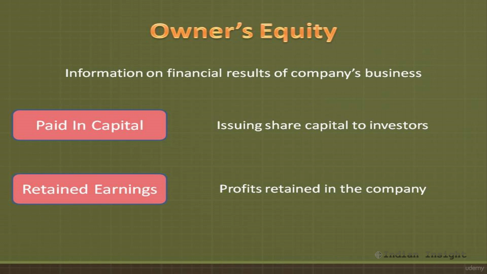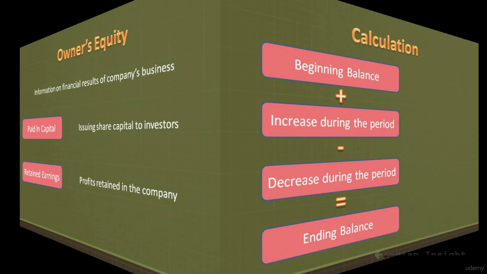The first basic component of owner's equity is the paid-in capital, which essentially is a result of issuing shares to the investors. The other component of owner's equity is retained earnings. Now retained earnings includes the cumulative amount of company's profit that have been retained in the company.